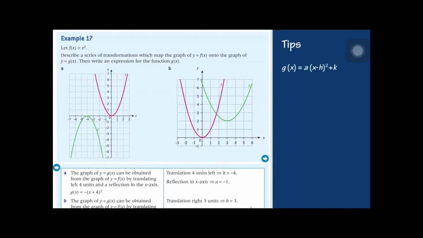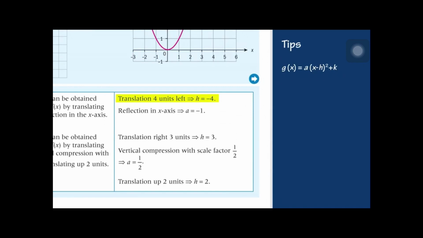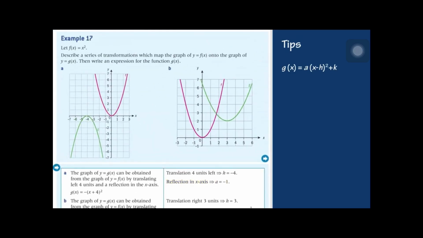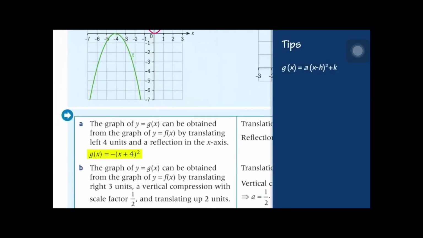To write an expression for the function g of x, consider the constants in the function. g of x equals a multiplied by x minus h squared plus k. The translation 4 units left implies h equals negative 4. No stretching or compressing, and a reflection in the x-axis implies a equals negative 1. There is no vertical translation of the graph, and so k equals 0. Substituting these values gives g of x equals negative 1 multiplied by x minus negative 4 squared plus 0, which simplifies to g of x equals negative x plus 4 squared.